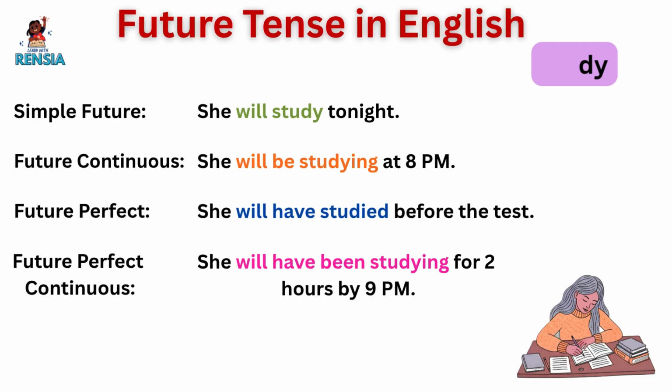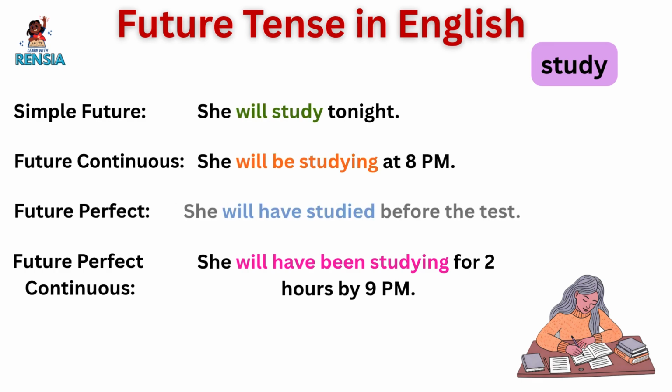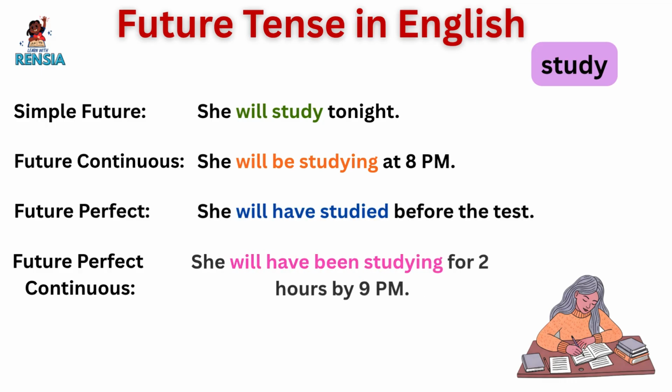Study: She will study tonight. She will be studying at 8 p.m. She will have studied before the test. She will have been studying for 2 hours by 9 p.m.